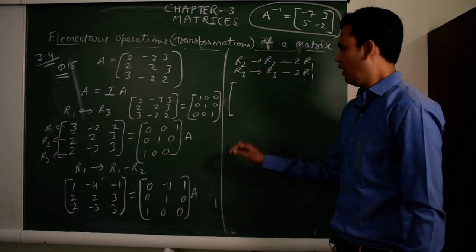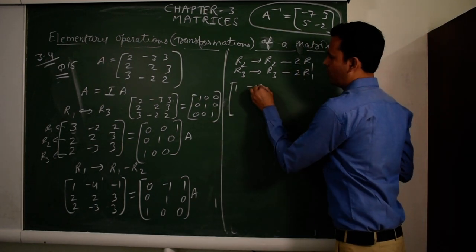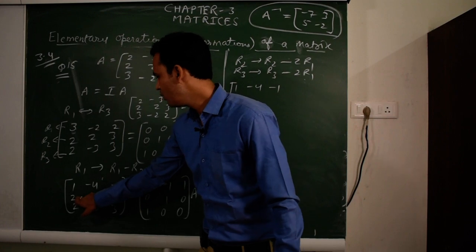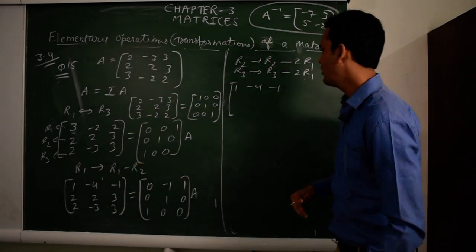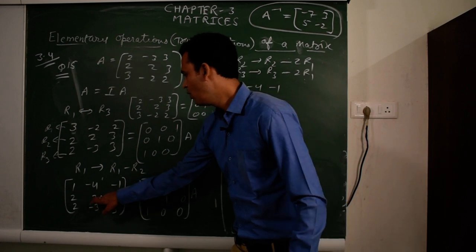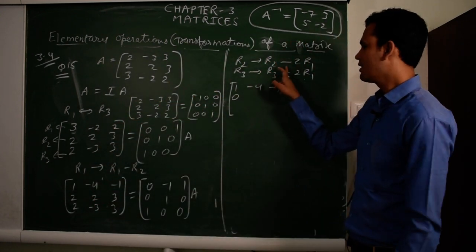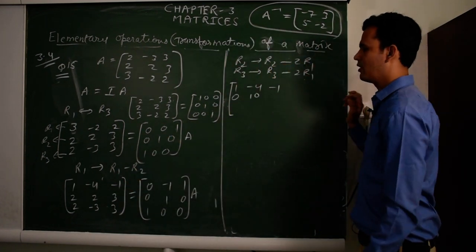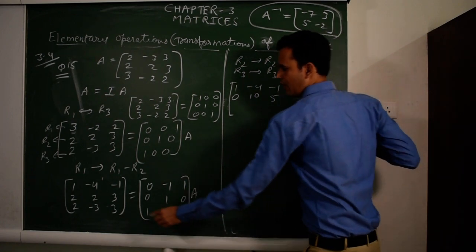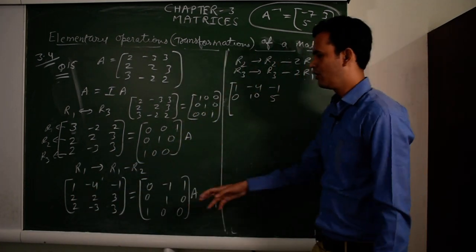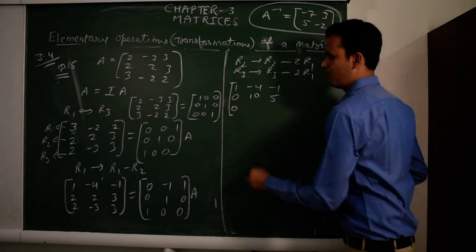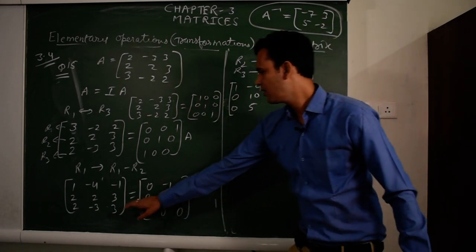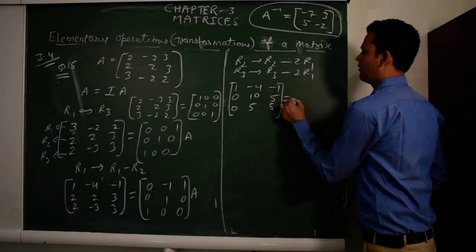So same, R1 is same, 1 minus 4 1, and change in R2, R2 minus 2R1, R2 minus 2 into 1, it's 2, 2 minus 2, 0, 2, R2 minus minus plus 2 into 4, 8, means it is 10, 3 minus minus plus 2, it is 5, then R3 minus 2R1, 2 into minus 2, 0, minus 3 plus 8, it is 5, and 3 plus 2 is also 5.